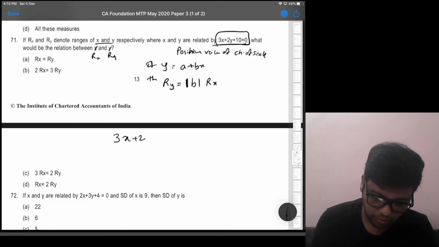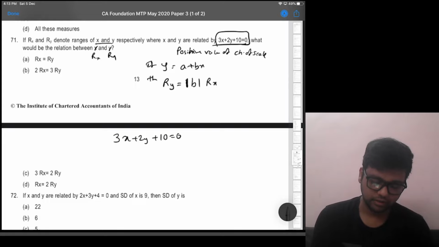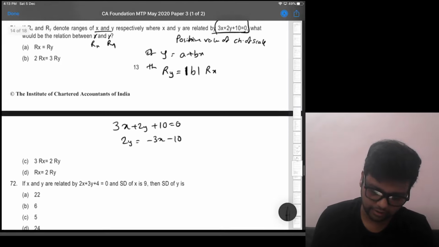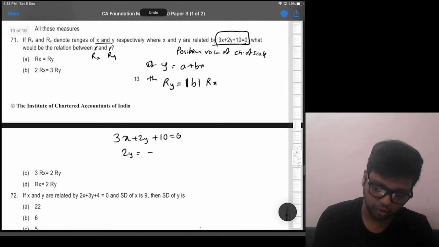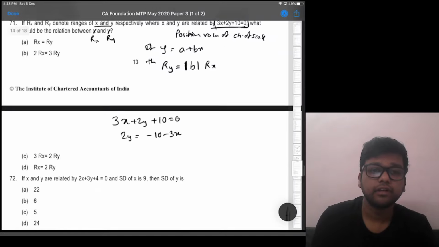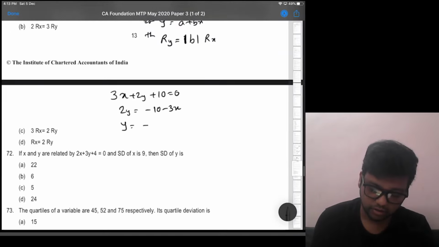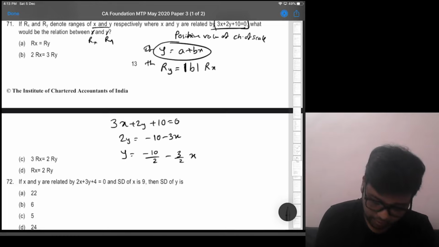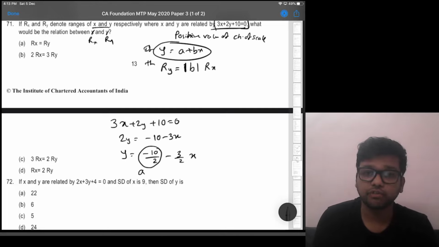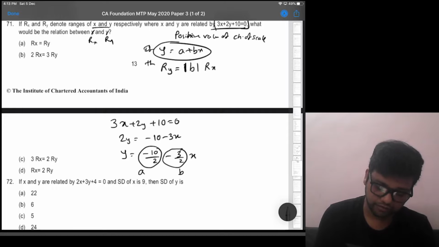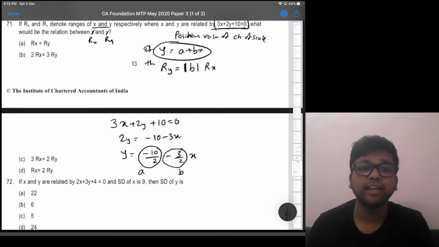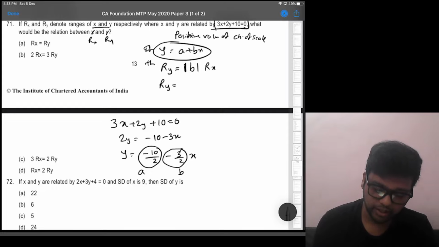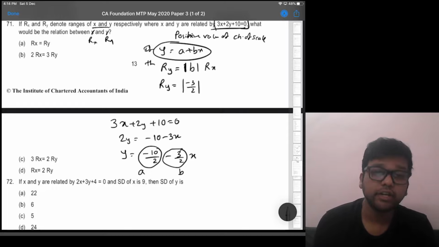We know that 3x + 2y + 10 = 0. That means 2y = -3x - 10. Or let's write -10 - 3x if we want to go by standard form. Fine. That means I can write y = -10/2 - (3/2)x. Now it is in standard form. Check: y = a + bx. That means this is a, the change of origin, and this is b, the change of scale. So change of scale is -3/2. So range of y will be the absolute value of -3/2 into range of x.